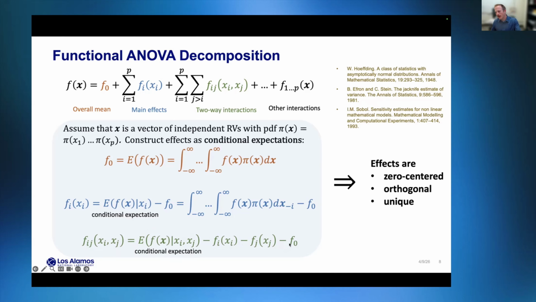And the three-way interactions are defined similarly, subtracting off all the lower order effects, and so on. And if we construct these terms in this way, they are zero-centered because we subtracted off all these things, and they're orthogonal, exercise left to the reader, and they are unique.